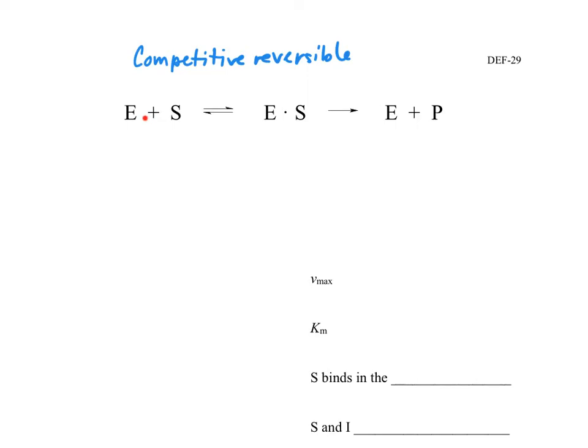could theoretically unbind and become free substrate again. So let's just say this again. This side is about binding, and this side is about chemistry or catalysis. That dual nature of enzymes is still with us. So let's consider the nature of a competitive reversible inhibitor.